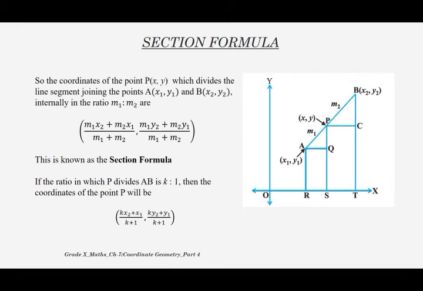Now, instead of m1 is to m2, suppose P divides AB in the ratio k is to 1. Then, wherever m1 is there in the formula, we'll substitute k, and for m2, we'll substitute 1. So, we'll get the formula (kx2 plus x1) by (k plus 1), (ky2 plus y1) by (k plus 1). We use this formula in the questions where we have to find the ratio and the points are given to us.